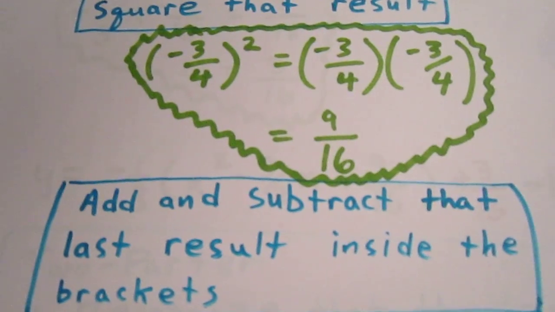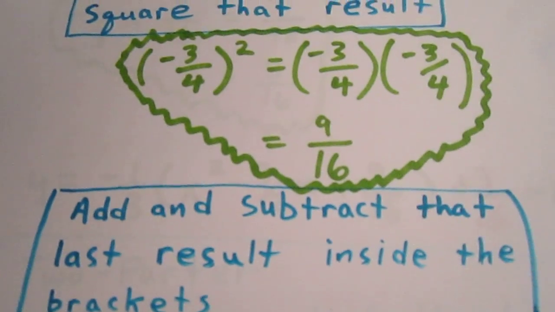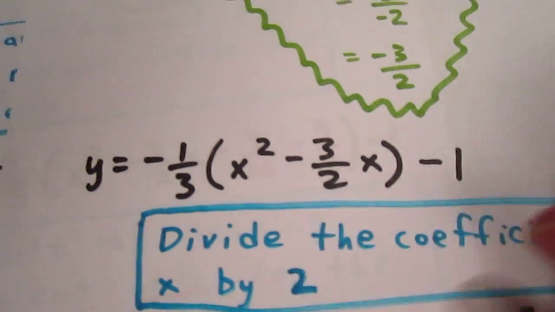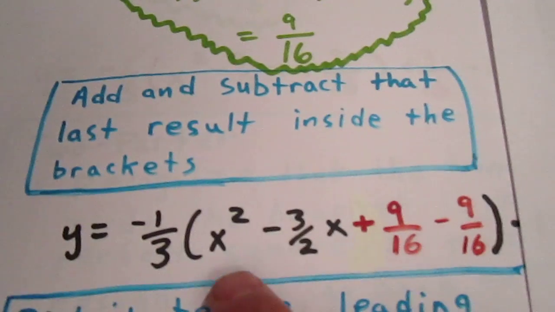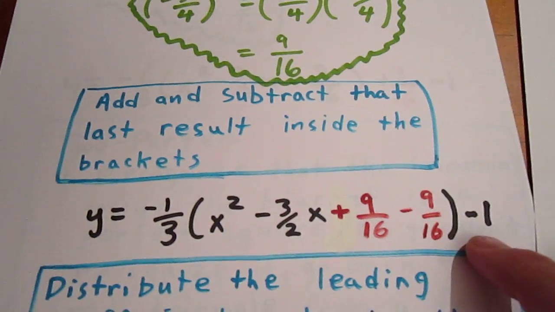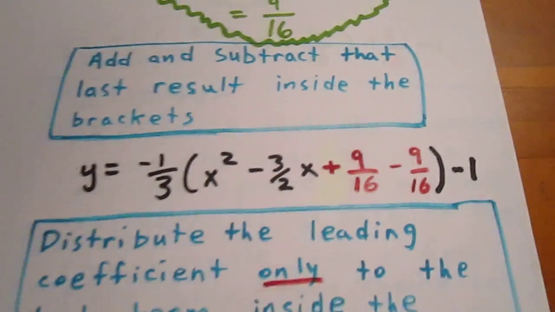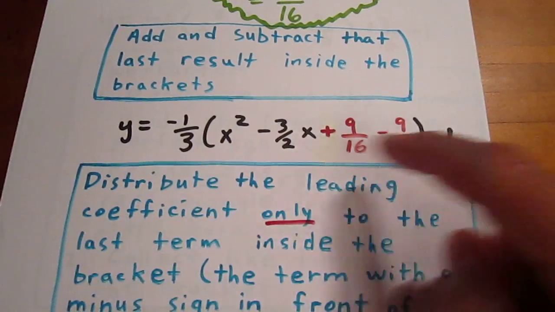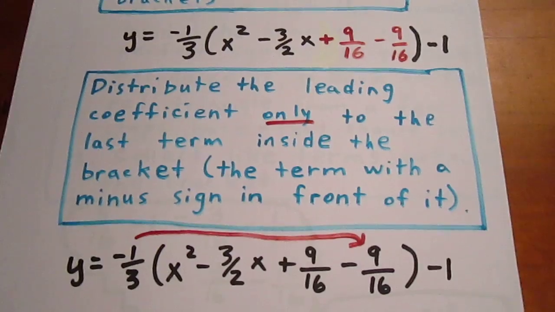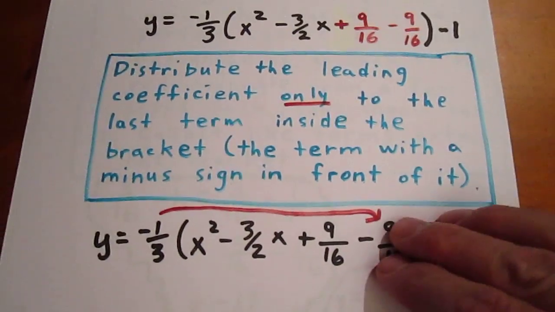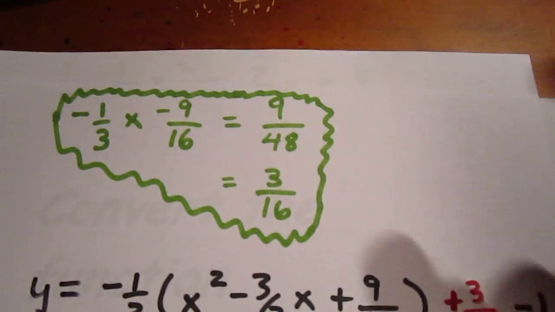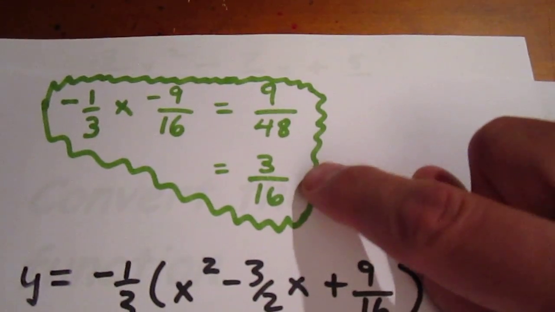We add and subtract that last result inside the brackets. Well, remember the bracket was x squared minus 3/2 x. So now it'll be x squared minus 3/2 x plus 9 over 16 minus 9 over 16. We maintain the minus 1 that's been there all along. What we now want to do is distribute this negative 1/3 only to the last term in order to kick it out of the bracket. And what we end up with is, after we do that, negative 1/3 times negative 9/16 equaling 9/48, which is 3/16.